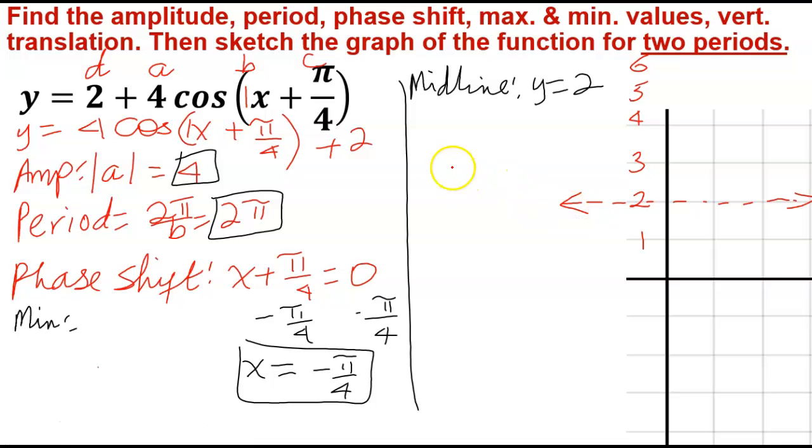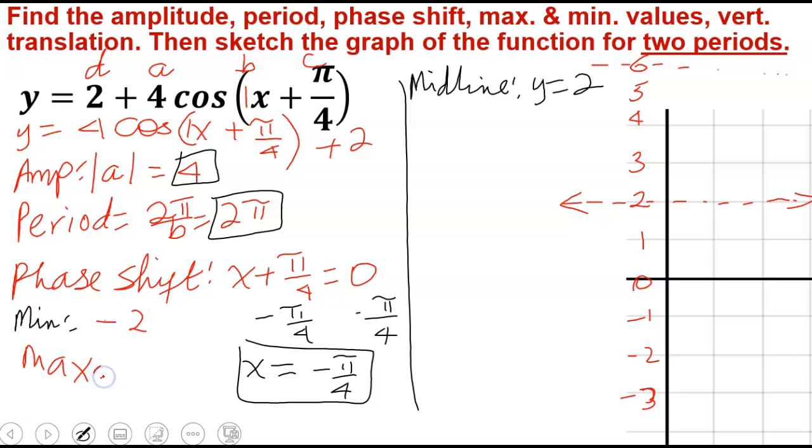And then the maximum is going to be the amplitude, whatever the amplitude is from the midline. So from the midline we count 1, 2, 3, 4. So it's going to be at 6. And then the minimum is below that. From the midline, we count 4 units down: 1, 2, 3, 4. So that would be negative 2. So the minimum is negative 2, and the max is 6. That will be our lowest part of our graph. We go like that. So we have the minimum and maximum.